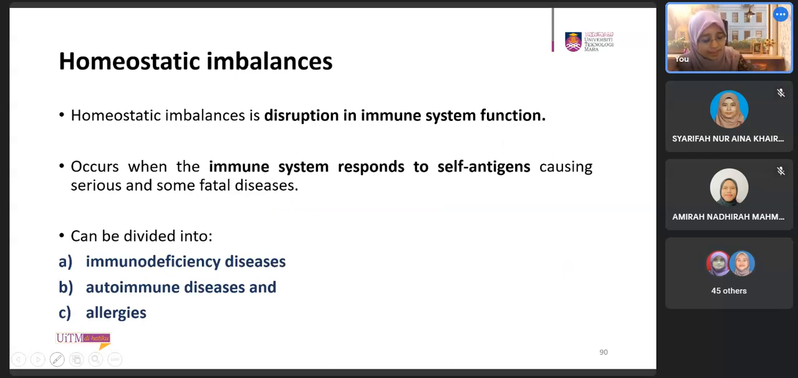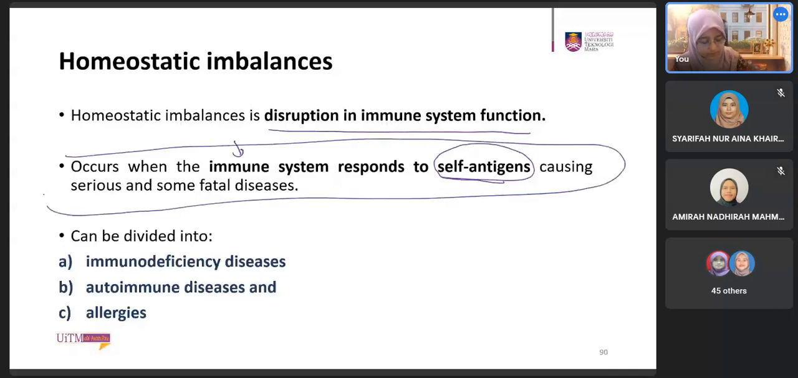Homeostatic imbalance is disruption in the immune system function. It occurs when the immune system responds to self antigen. Ini salah satu imbalance, awak boleh take note ya. Immune system responds to self antigen, causing serious and some fatal diseases. Yang ini sepatutnya statement ni adalah untuk autoimmune disease.